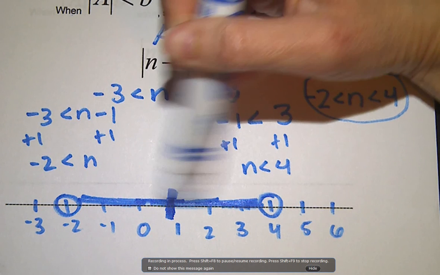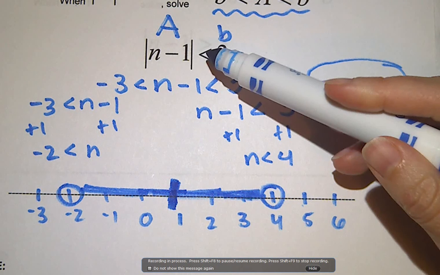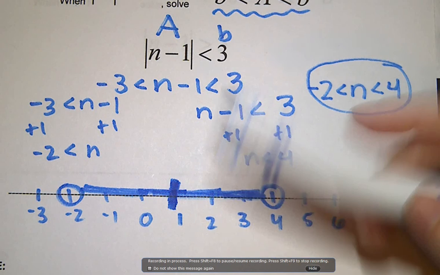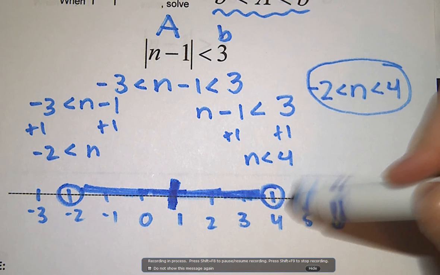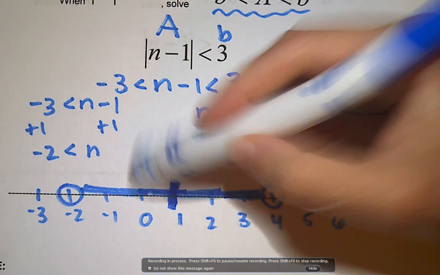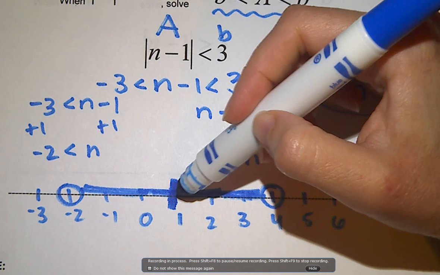But again, I use +1 because it was -1 here. You use the opposite. So I put a little tag there, and then I just measured 3 one way, 3 the other way. And then I shaded in between because the distance has to be less than 3 from that +1.